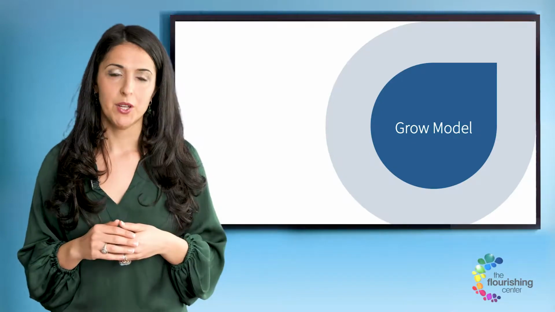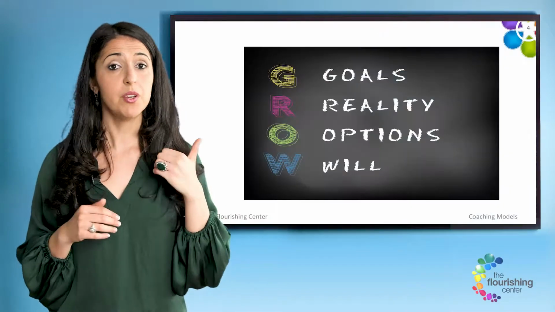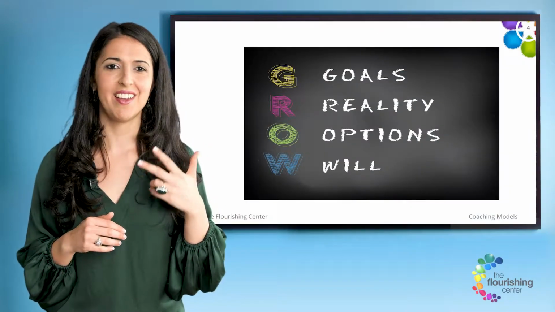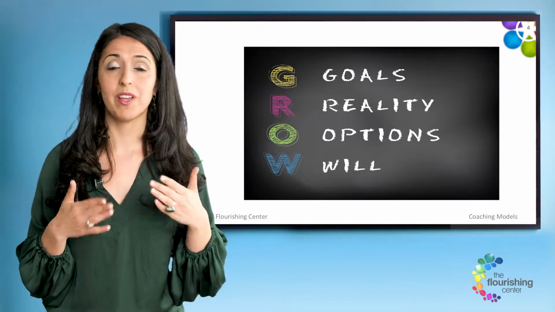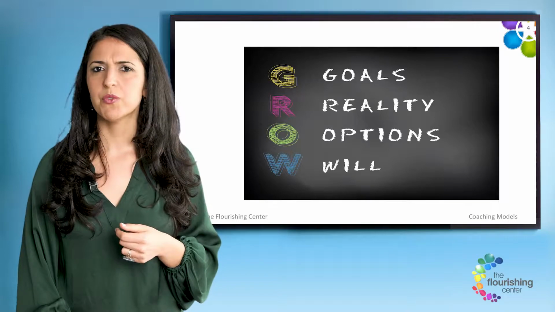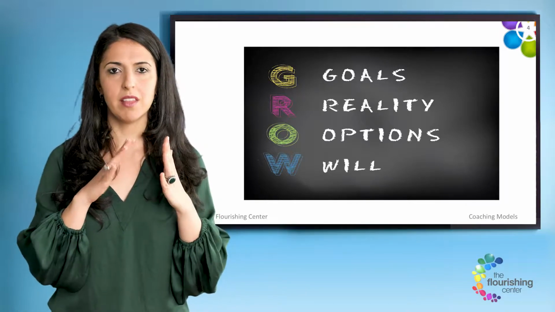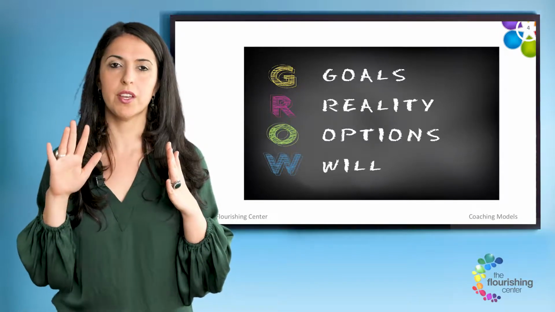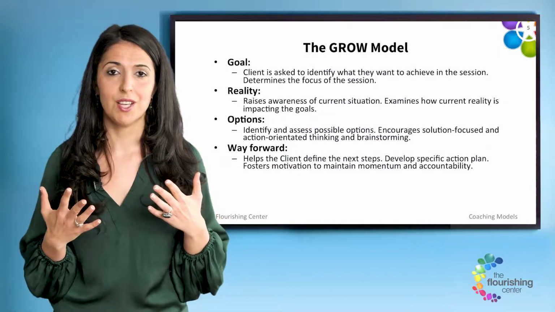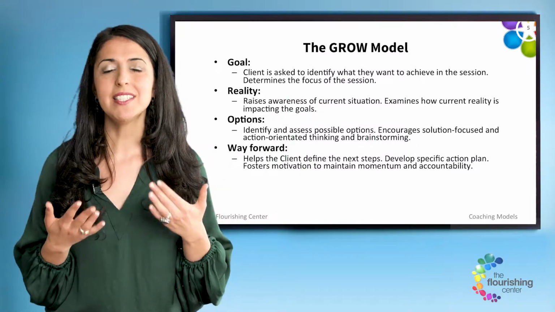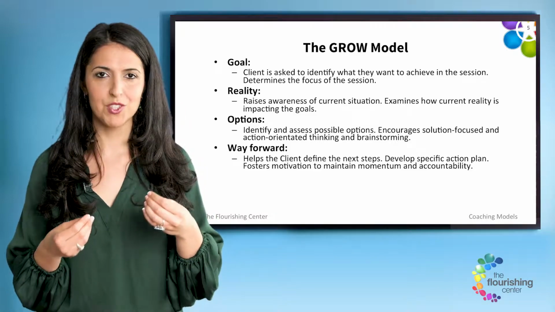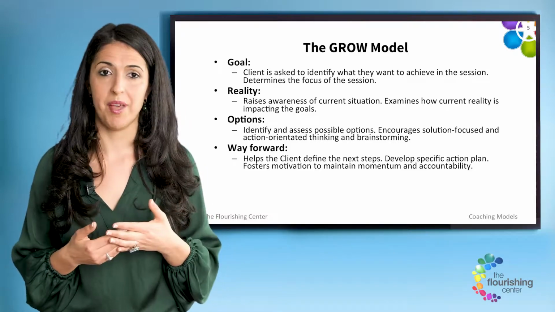The GROW model in coaching stands for G, goals, R, reality, O, options, and W, will or way forward. This is a model that's frequently used to help us understand that the coaching session has an arc that goes with it. In the beginning of the session, you need to help the client identify what's the goal. What is it that they want to be able to accomplish in your time with them?